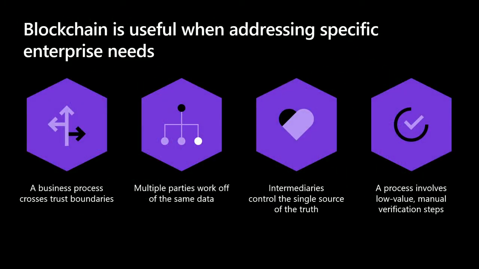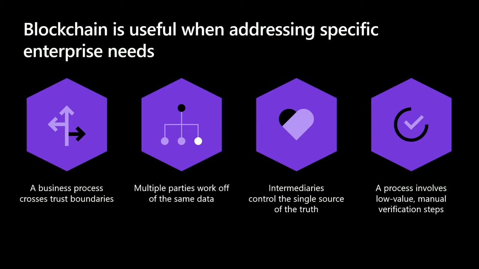Now, blockchain is not a panacea. It doesn't replace databases. In fact, it very rarely does. And so there's a couple of key questions you ask yourself when you're evaluating whether a blockchain solution is appropriate for you or not. And the first one is what I just mentioned: do you have a business process that crosses a trust boundary of some sort? And if you do cross that trust boundary, are those two parties or multiple parties working off the same set of data?